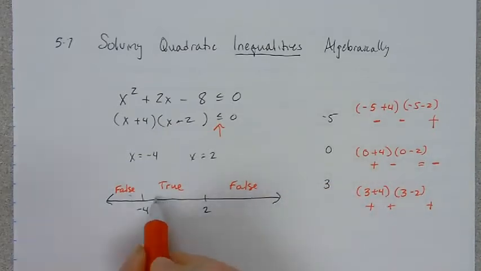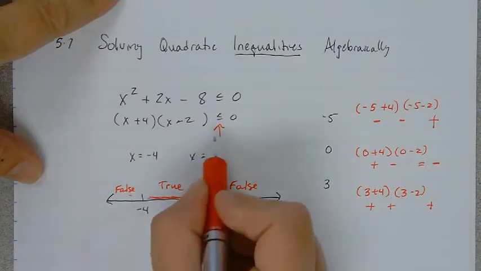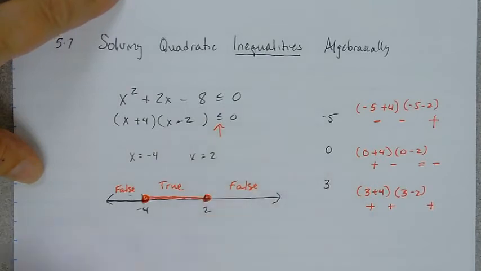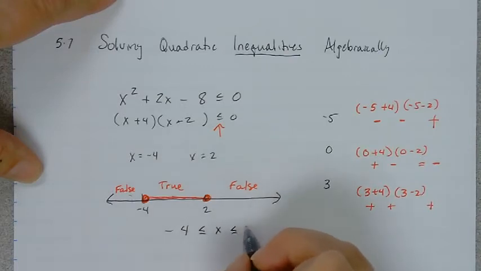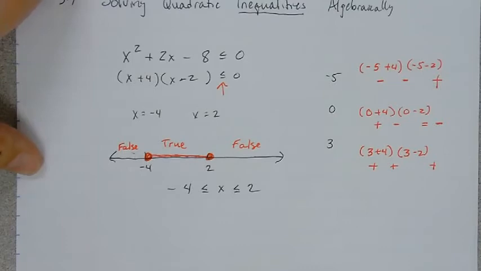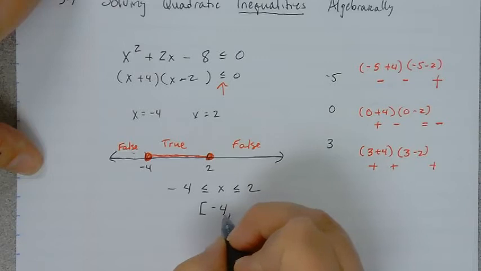So all the values that work are the ones that are between negative 4 and 2. And since this has a line under it, I'm going to have a closed circle. So I could say that my answer is negative 4 less than or equal to x less than or equal to 2. And in honors, we've already talked about interval notation, so I would write it like this: negative 4 to 2.